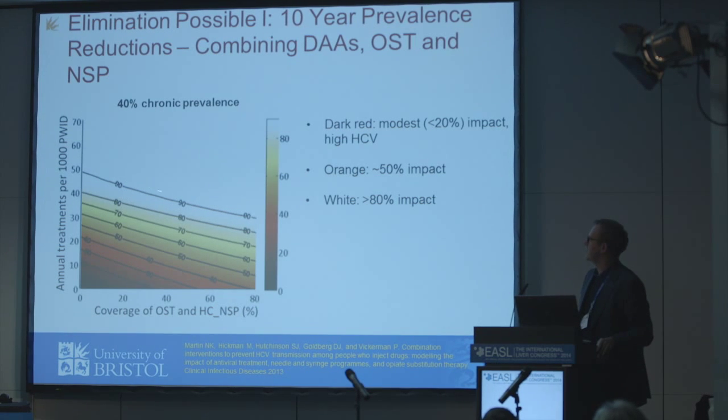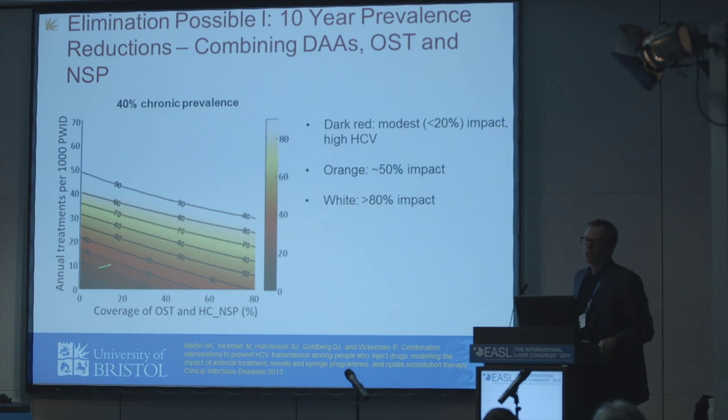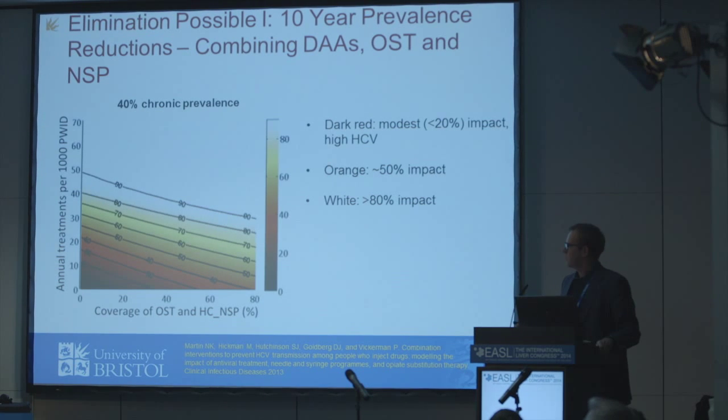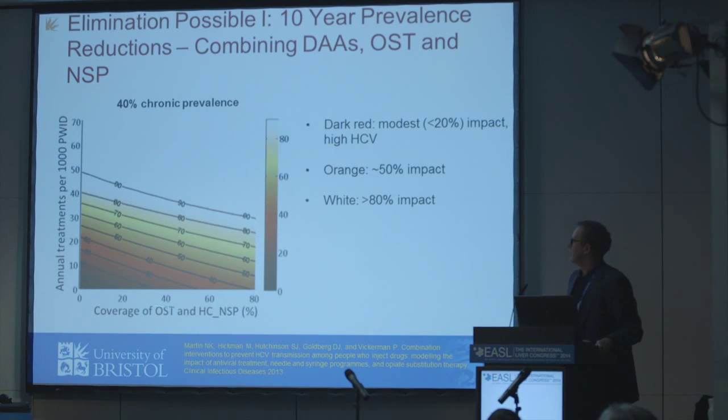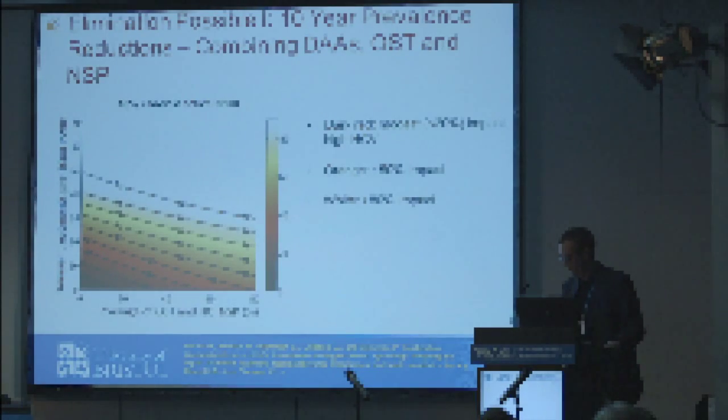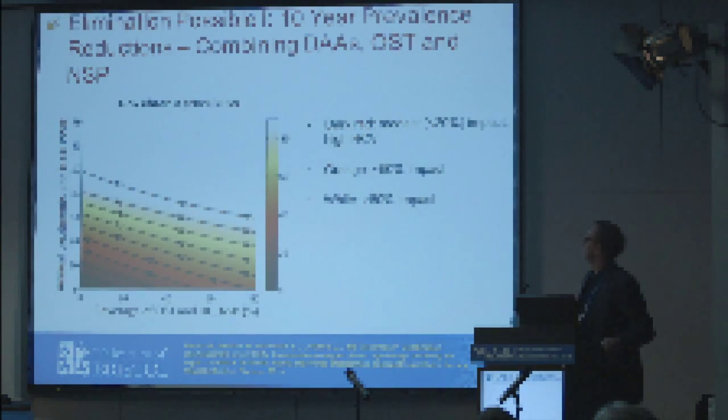And because this is a sloping line rather than horizontal, as you increase opiate substitution treatment and needle exchange, you have a benefit on incidence. You drive down incidence, and this has other benefits as well. And also, you reduce the number of treatments required to reduce hepatitis C prevalence. So you have a beneficial effect there. You can save resources. That's theoretical, obviously.